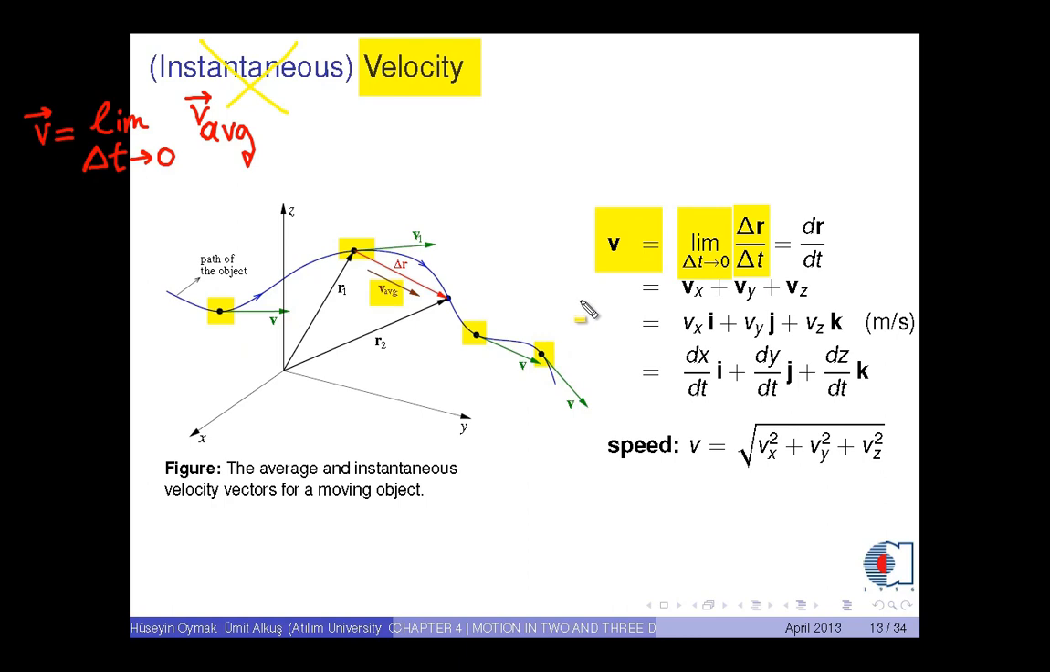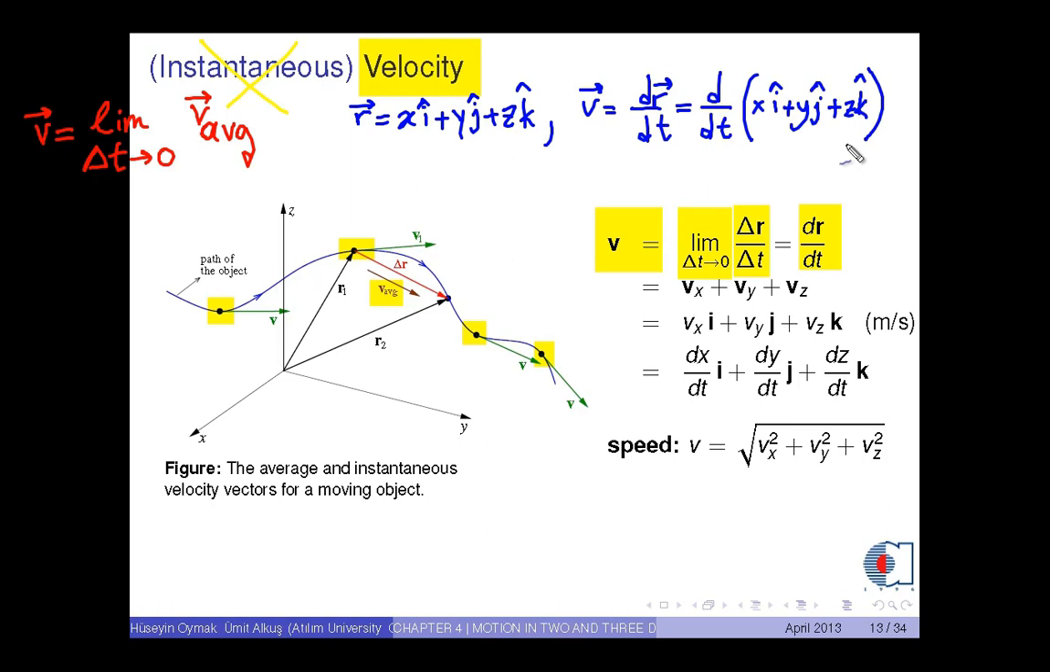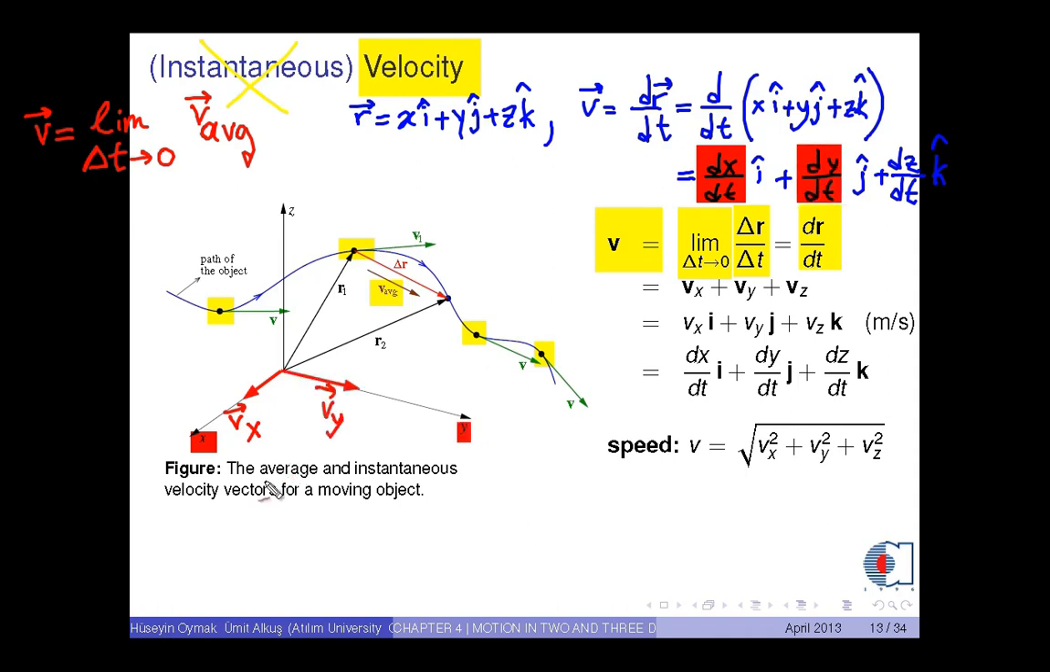Using the explicit form of the position vector, vector r equals x i hat plus y j hat plus z k hat, this relation for the velocity v leads to v equals dr over dt. That is, d over dt of x i plus y j plus z k equals dx over dt i plus dy over dt j plus dz over dt k. Here, it is natural to interpret dx over dt as the magnitude of the velocity vector in the x direction. Similar interpretations follow also for dy over dt and dz over dt.